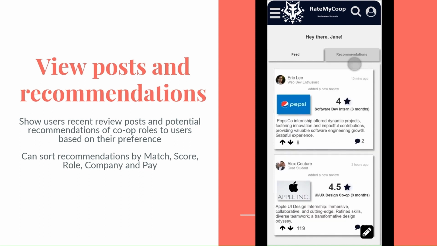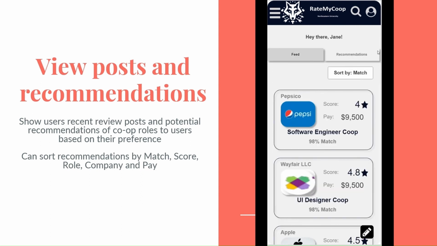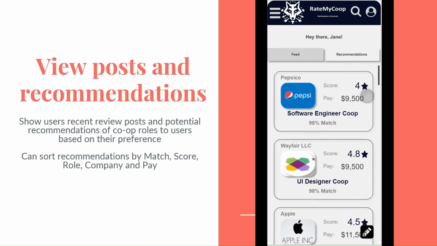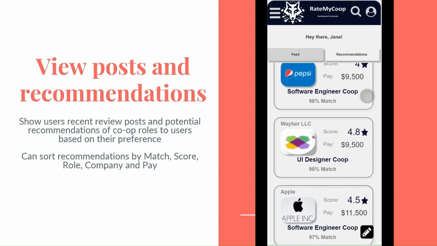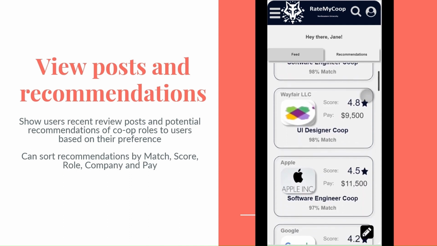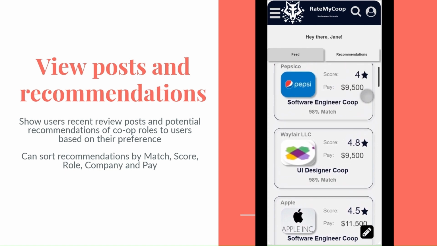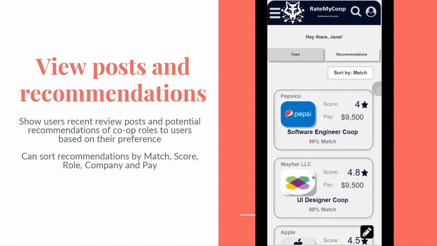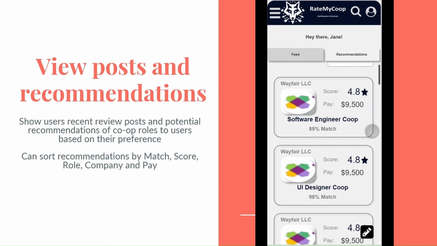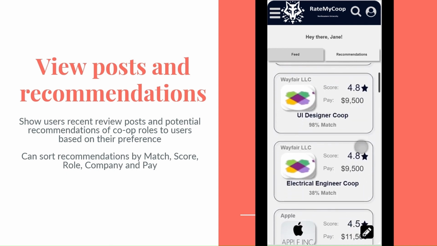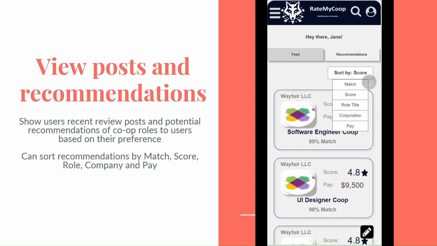As we can see, the page has some recommendations. By default, it's sorted by our match rating used by the application. We can see that there are listings from Apple, Wayfair, and PepsiCo. You can also change how it's sorted. So let's take a look at how it's sorted by the score, by the rating. Wayfair seems to have the best scores. Let's take a look at how it's sorted by pay.